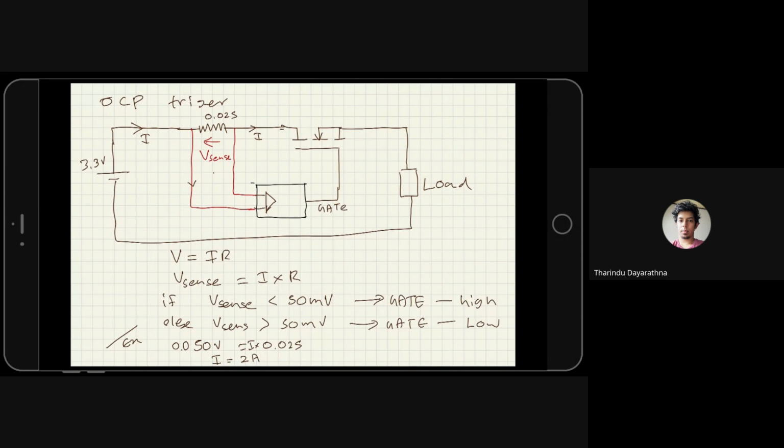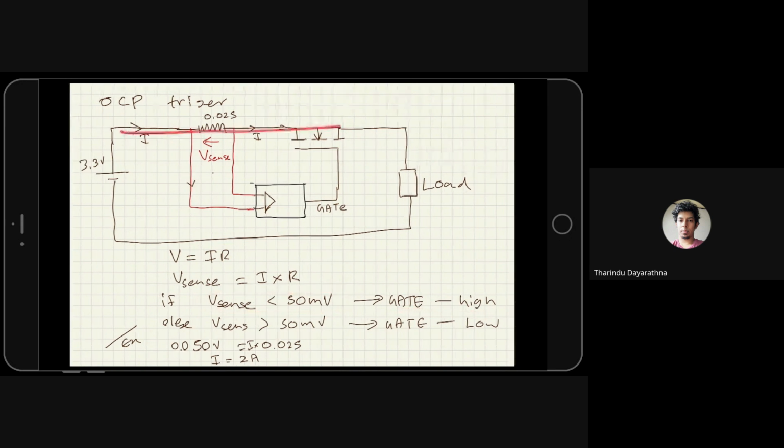If the current is less than 2 ampere, so this V sense is less than 50 millivolts, which means in this case the gate will be high, this MOSFET is on, no issue for the current to flow. Understand? Yeah, that's very simple. This is how OCP actually works.